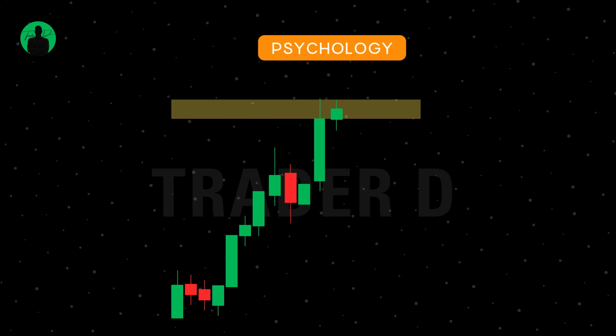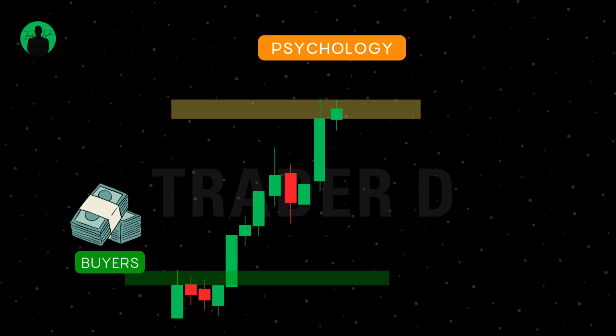Now let's look at the psychology behind this pattern. Buyers who purchased at lower levels have made good profits due to the upward price movement. So when the price reaches the resistance level, some of these buyers start booking profits, while others hold their positions, hoping the market will go even higher.